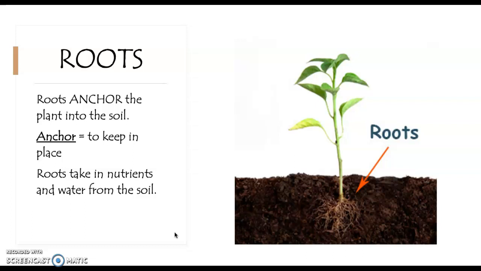An anchor means to keep in place. Think of it like a boat in the river. In order to keep it in place, you have to put your anchor down, or else the boat is just going to start floating away and you won't be able to have your boat. So roots keep the plant in place, keep it from flying away in the wind, keep it from moving when it rains, all that stuff. So roots keep the plant in the soil, in the ground.